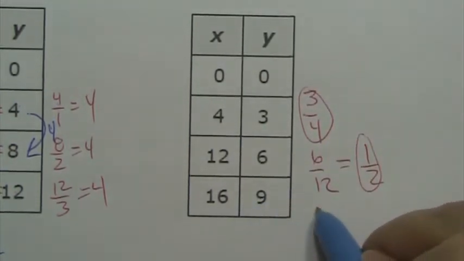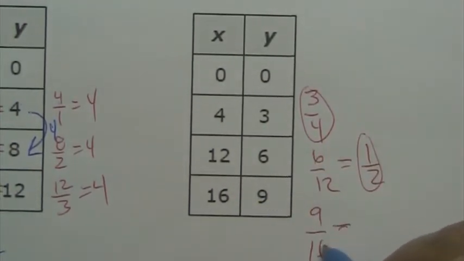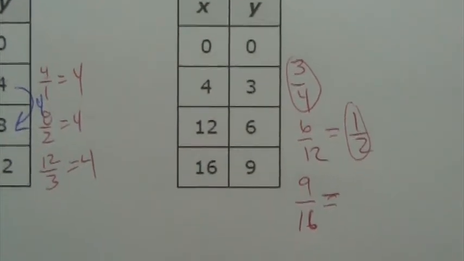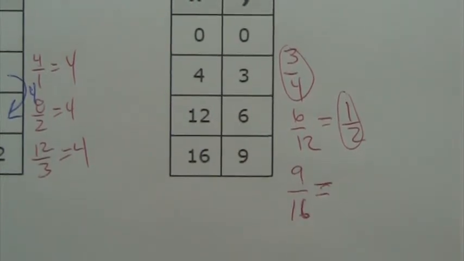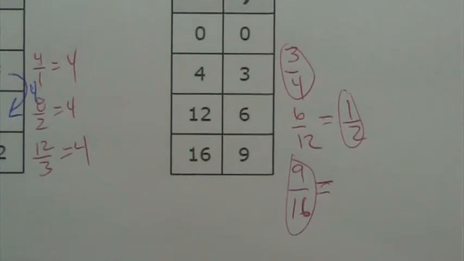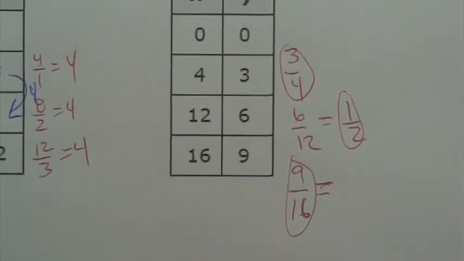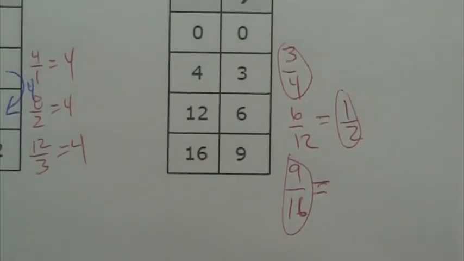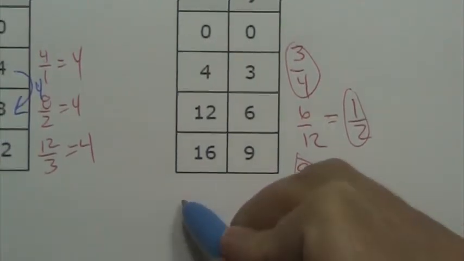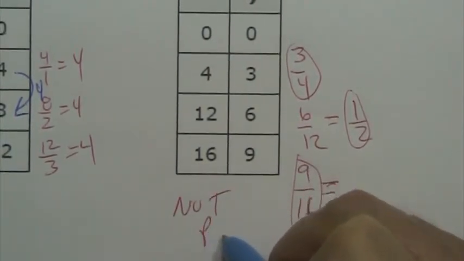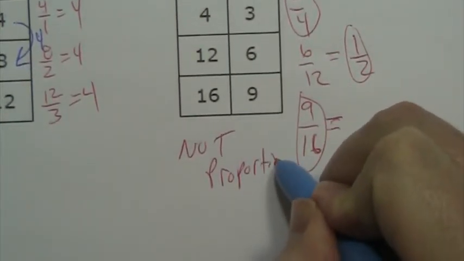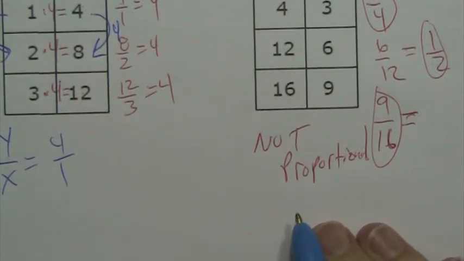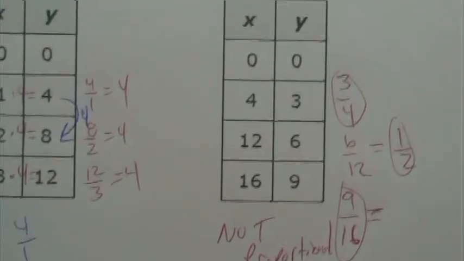And this one here, 9 over 16. 9 over 16, no number goes into both of those. 3 doesn't go into both of those. So see, they're not equal. They're not the same. They do not reduce to the same number. So therefore, it's not proportional. This one is not proportional. And the other ones were proportional, but this one was not.